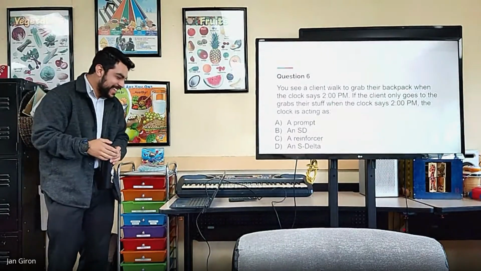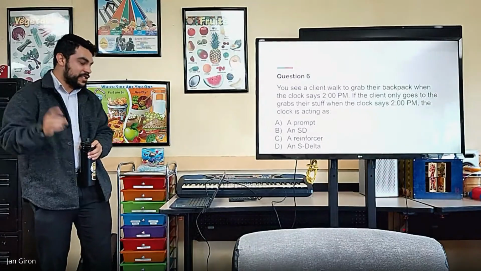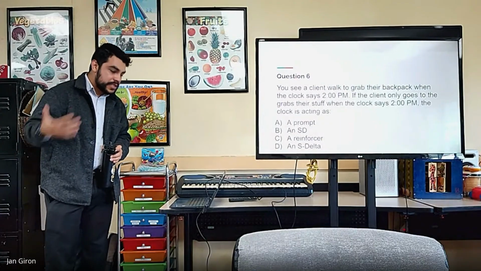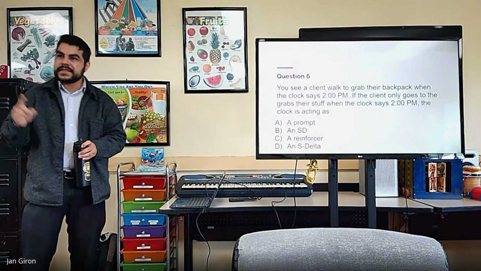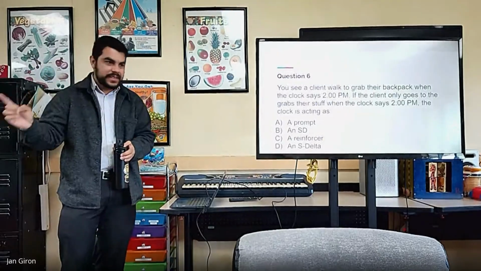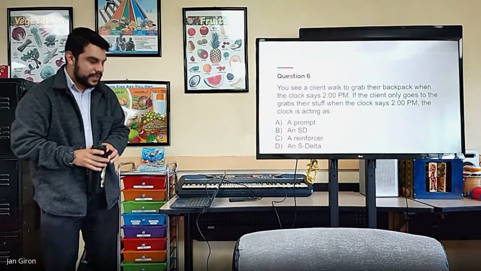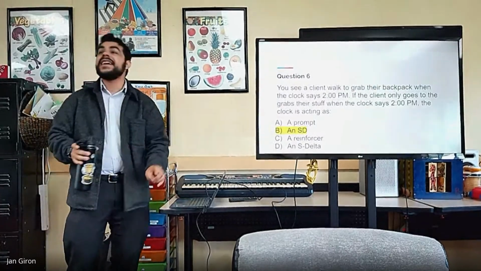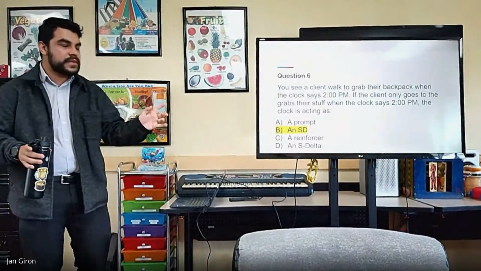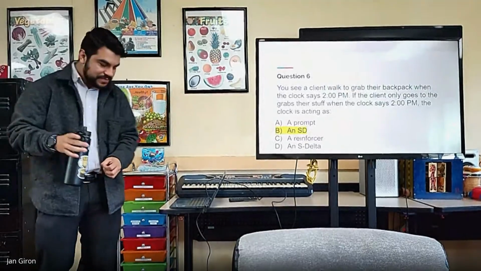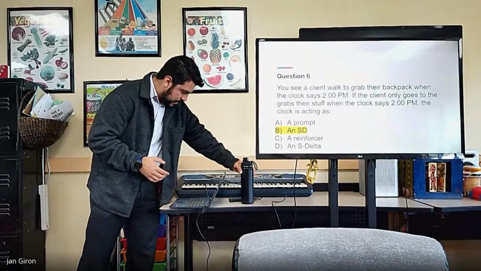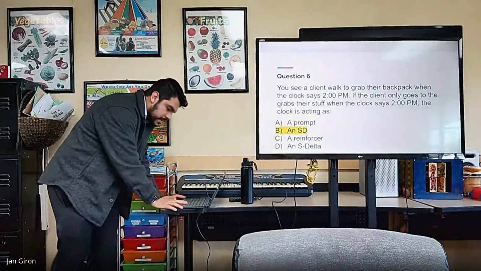You see a client walk to grab their backpack when the clock says 2 p.m. If the client only grabs their stuff when the clock says 2 p.m., then what is the clock acting as? SD. He's right. Yes, SD. It is not a reinforcer. A reinforcer in this case would be the client gets to go home. It's only when the clock strikes 2 o'clock that they know it is available for them to go.